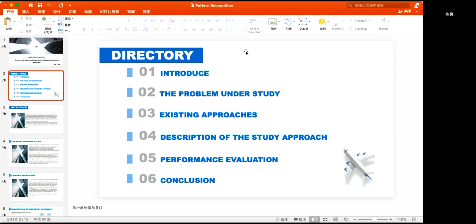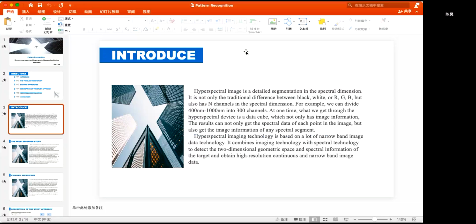I divided my demonstration into 6 parts. The first part is introduction. The second part is the problem and the study, and the next part is existing approaches, and then is the description of the study approach, and the next part is performance evaluation. The last part is conclusion. So let's start our first part, introduction.